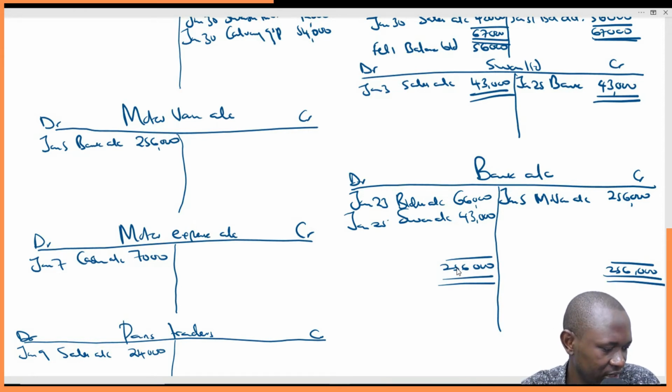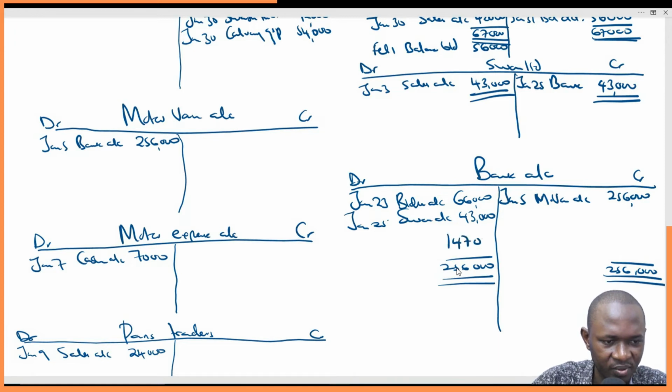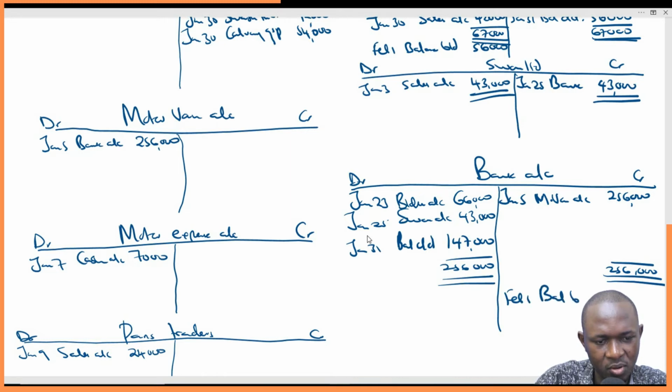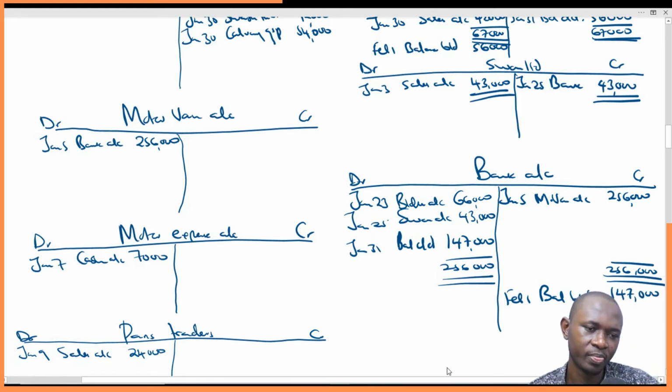Then we have 66 plus 43. That gives us 109, minus 256 gives us 147. So we have 147,000, and this is balance carried down January 31. Then Feb 1st, balance brought down is 147,000, like that. So that's how we go about it.